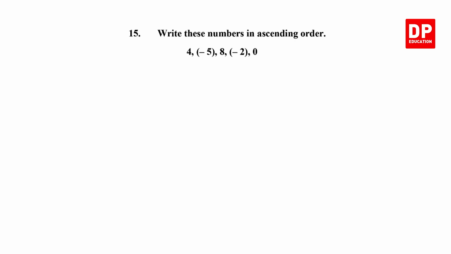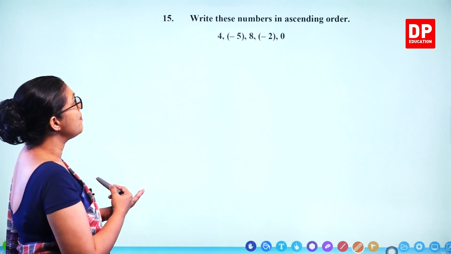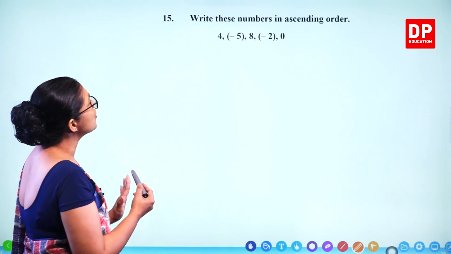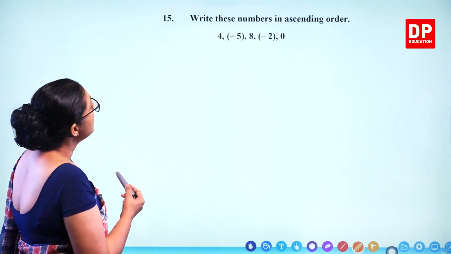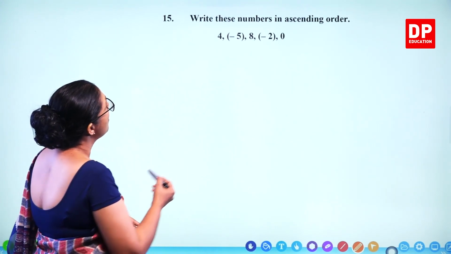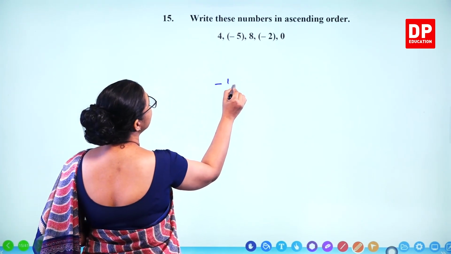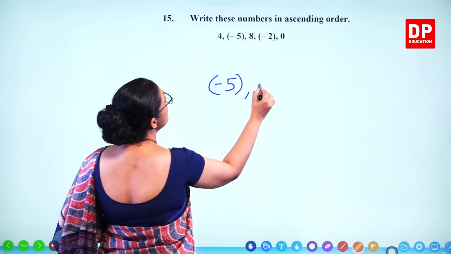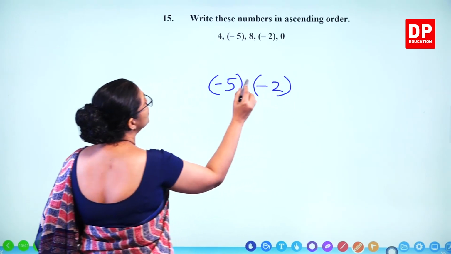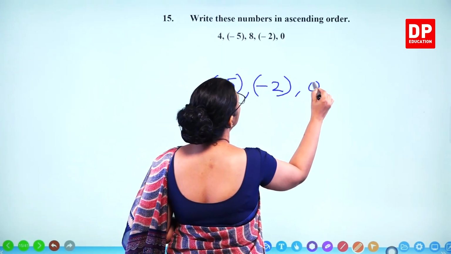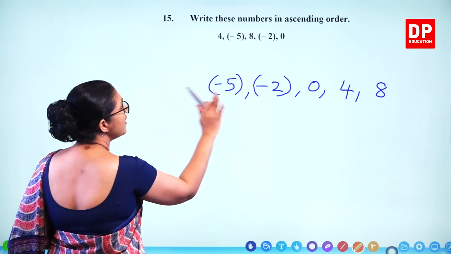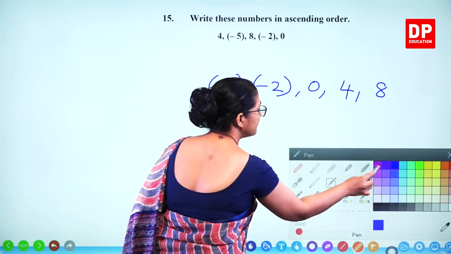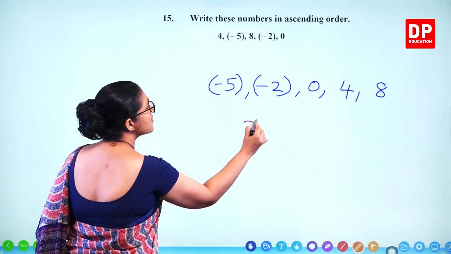Question number 15. Write these numbers in ascending order. Ascending order means smallest to largest. Smallest means in the number line, left hand side numbers. Minus 5. Then you get minus 2. 0, 4, 8. So smallest to highest. So you get 2 marks.